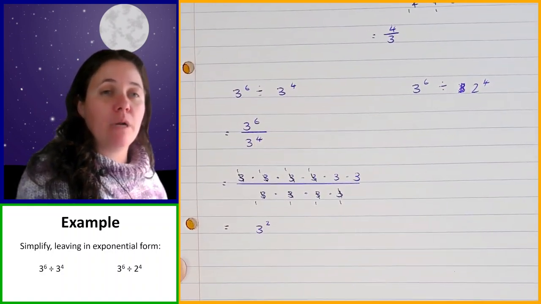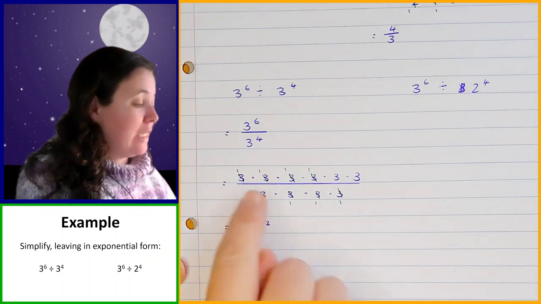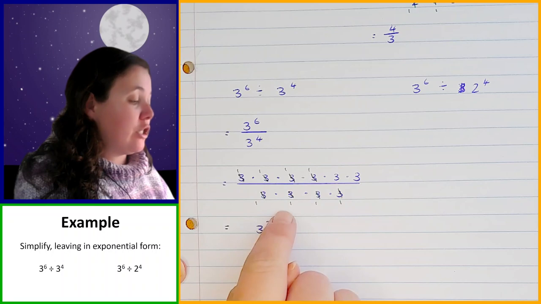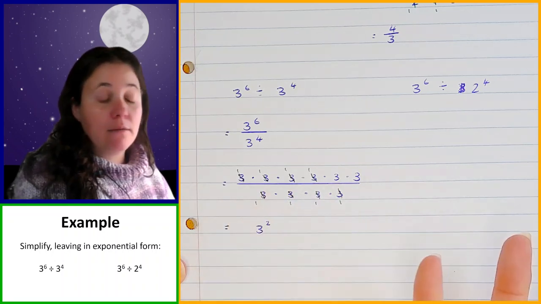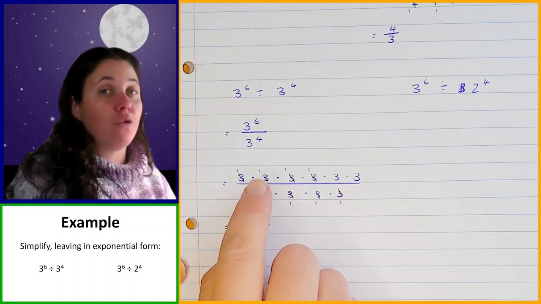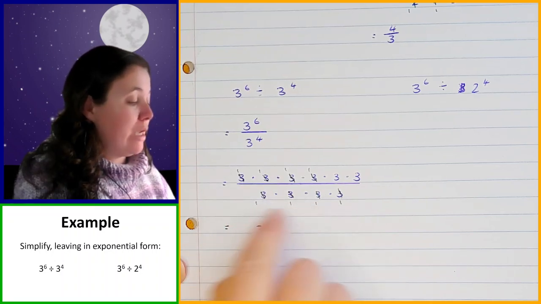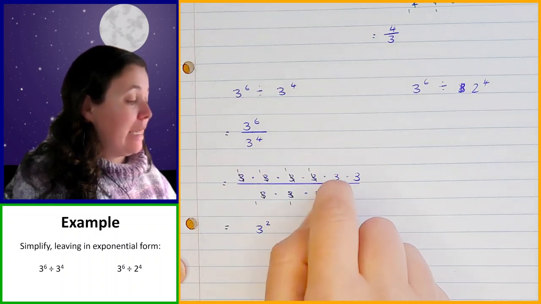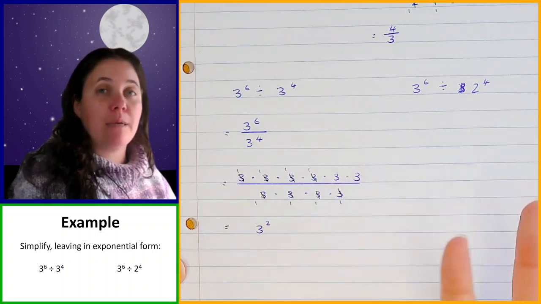let's just have a look at what happened over here. I cancelled out the 3s on the top and the bottom of the fraction, all the ones that were the same as each other. And because they were all 3s, and because I had 4 on the bottom and I had more than 4 on the top, all of the ones on the bottom were able to cancel out with some of the ones on the top. And I had 2 left over, the ones that weren't able to cancel.